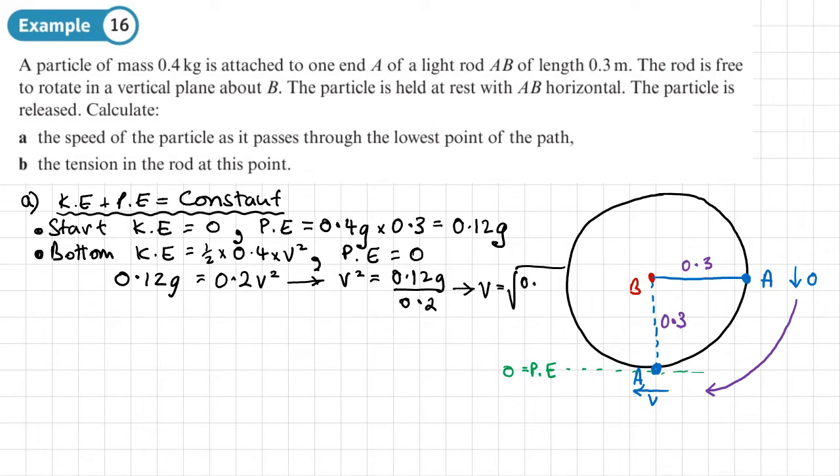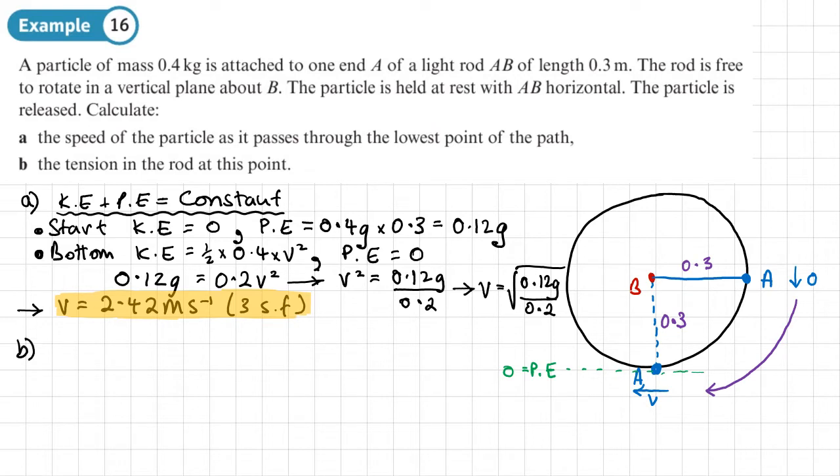Now we could leave our answer, I suppose, like this, or we could tidy it up a bit in terms of g, or we could write it to 2 or 3 significant figures. So to 3 significant figures, that would be 2.42 meters per second. So I'll just write 3 significant figures for this, and that's because we are using g. So don't give exact answers, give answers to 2 or 3 significant figures, or in terms of g.